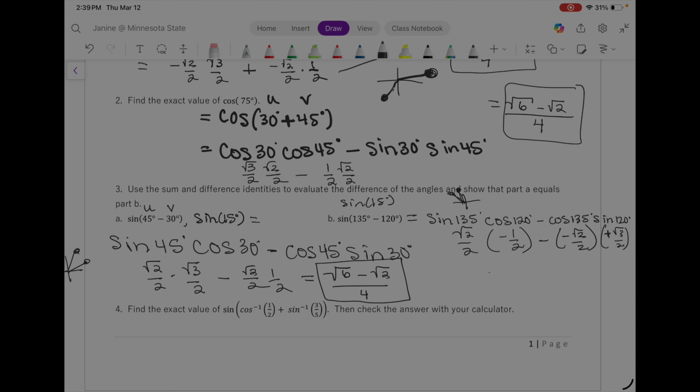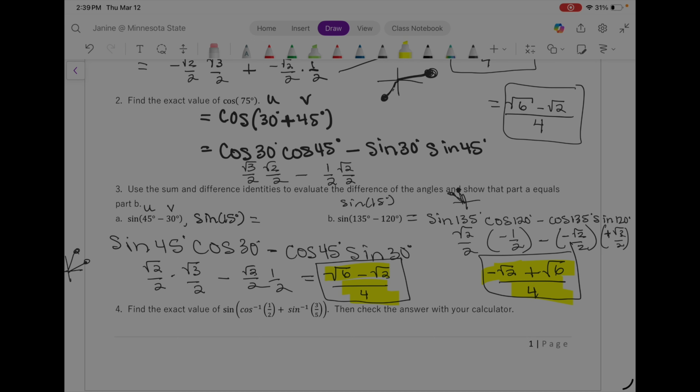And in the end, we get a negative root 2 over 4. This will turn to a plus root 6 over 4. Since they're both over 4, we can write it like that. And there's that. And now we can clearly see that these are equivalent.